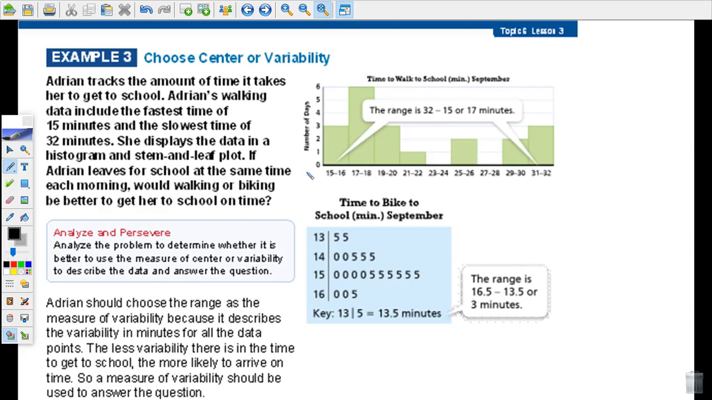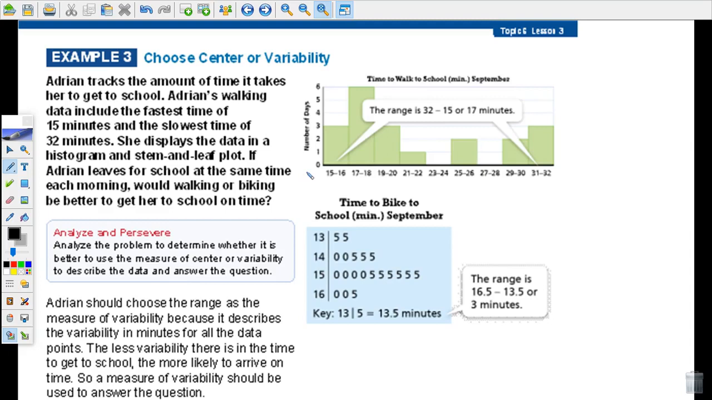Example 3, choose center of variability. Adrian tracks the amount of time it takes her to get to school. Adrian's walking data include the fastest time of 15 minutes and the slowest time of 32 minutes. She displays the data in a histogram and stem and leaf plot. If Adrian leaves for school at the same time each morning, would walking or biking be better to get her to school on time? Class.